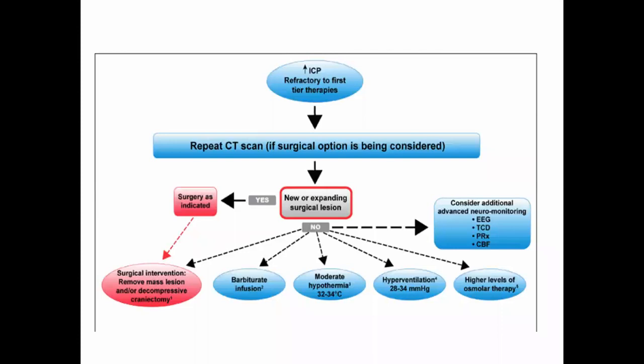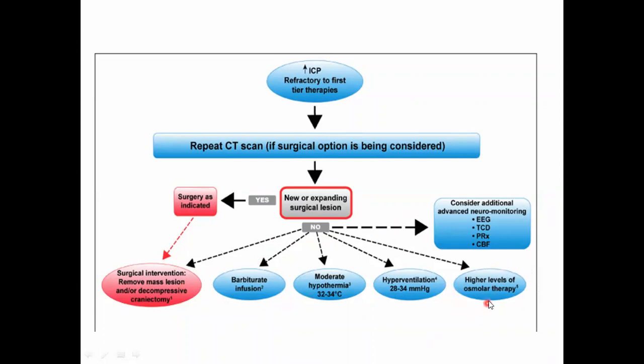And even after these basic ICP measures, if your ICP is not under control, you need to go for second tier therapy. Second tier therapy is mainly starting barbiturate infusions. And if you've done a CT scan and it shows any mass like an intracranial bleed, subdural hematoma or EDH, then you need to go for surgical intervention and removal of the mass lesion. If there is no removable mass lesion, then you need to go for medical management. The main medical management is the barbiturate infusion.